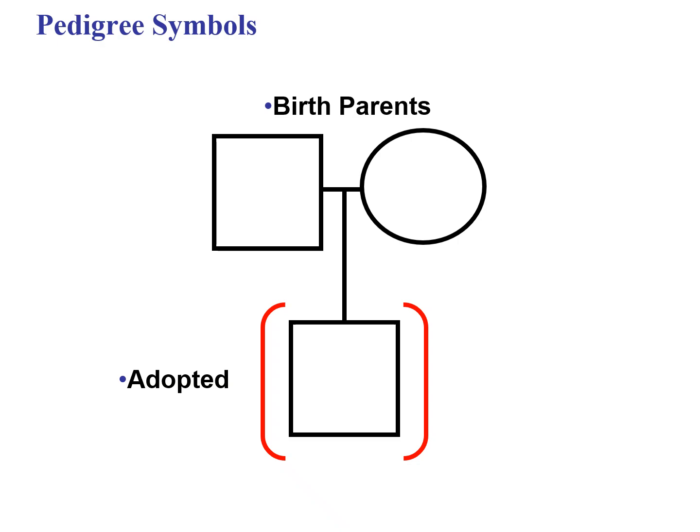Brackets around a symbol indicate that a person has been adopted. Notice that the descent line is solid, which indicates that the parents shown are the biological parents of this individual. Notice here the descent line and the brackets are dashed lines. This indicates that the parents shown are the adopting parents of this individual.